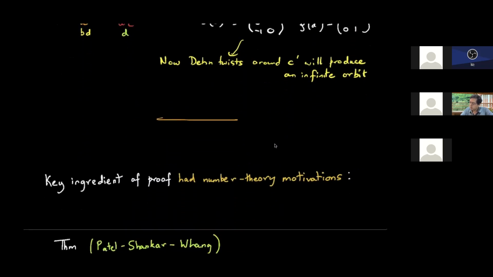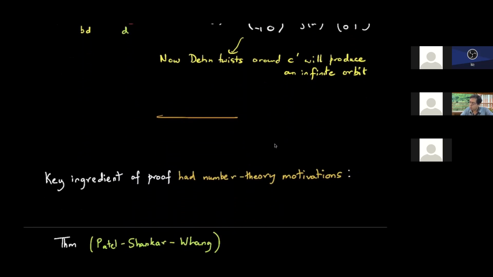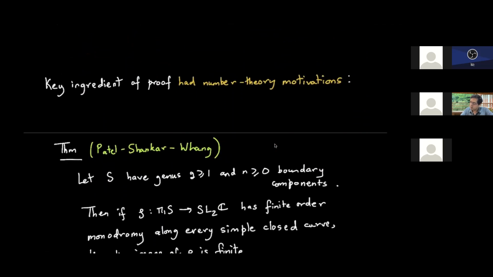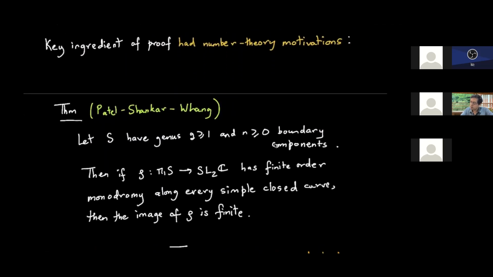But let me say a little bit more about the proof. A key ingredient of the proof was this theorem of Patel, Shankar, and Whang, which had some number theory motivations. They were interested in a conjecture of Grothendieck-Katz, the p-curvature conjecture. Anyway, this is the theorem that they proved.